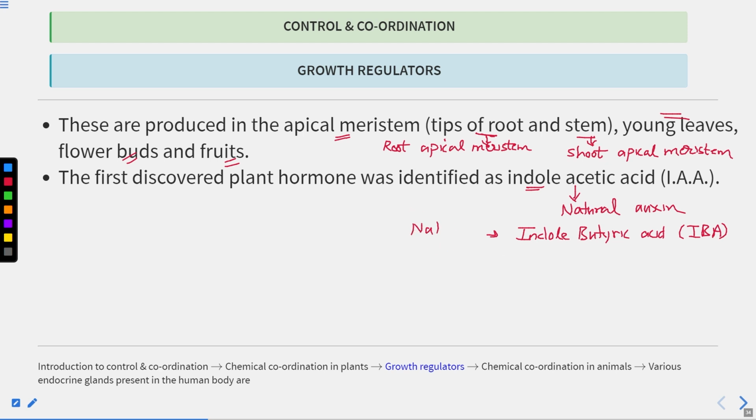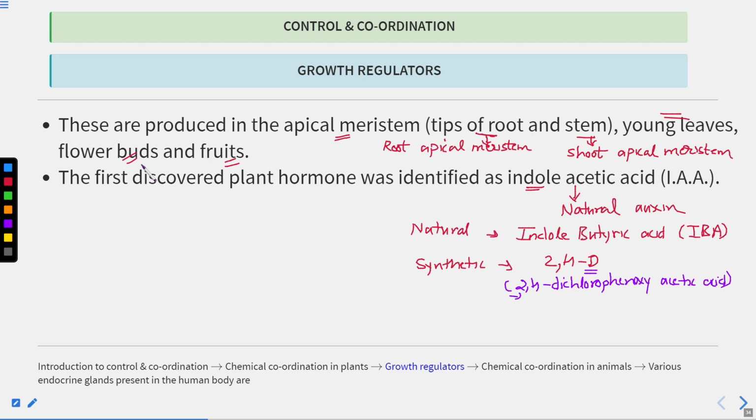Then there are synthetic auxins also, such as 2,4-D. 2,4-D is a synthetic auxin. What is the full form of 2,4-D? 2,4-dichlorophenoxyacetic acid. It is used as a herbicide or weedicide. 2,4-D is sprayed in the agriculture field to kill the weeds or herbs.